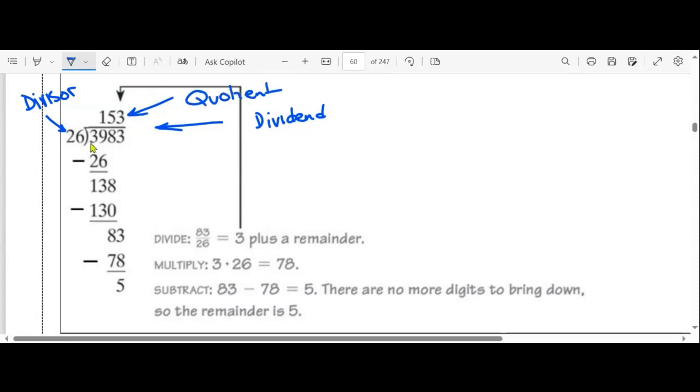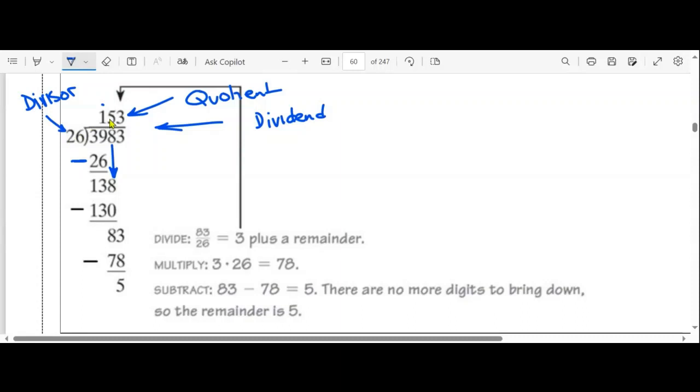Now, first, can we divide 26 into 3? No. 26 goes into 39. 39 divided by 26, how much? 1. You put 1. And then you multiply, and then you put the negative sign and you subtract. You get 13. And then bring down the 8.